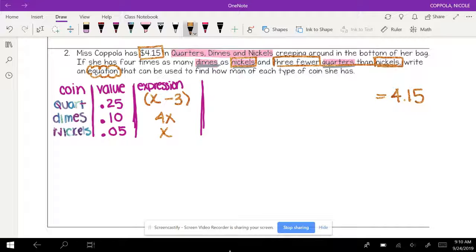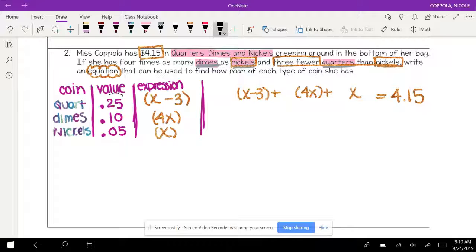I'm going to put parentheses around these, by the way. Okay, here's the common mistake people make. They're going to take the X minus 3, and then to that they're going to add the 4X. And then to that, they're going to add plain old X. What's the issue with this?